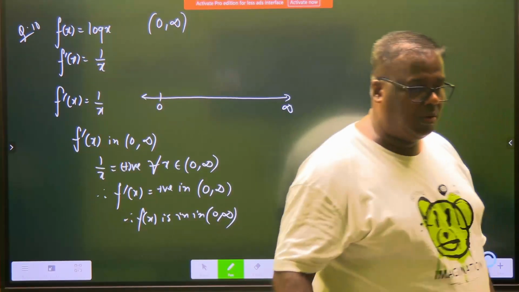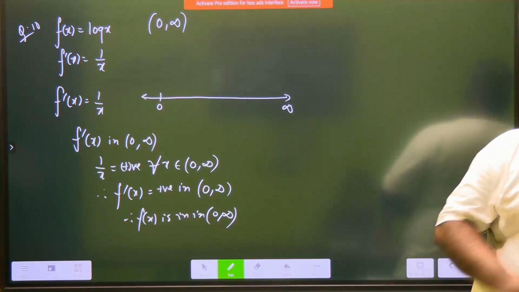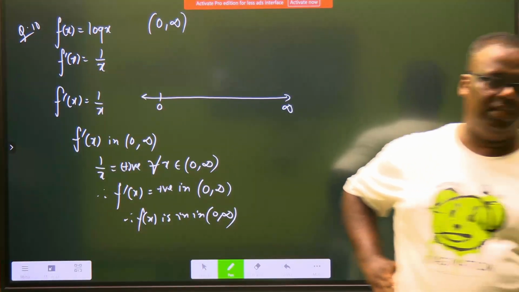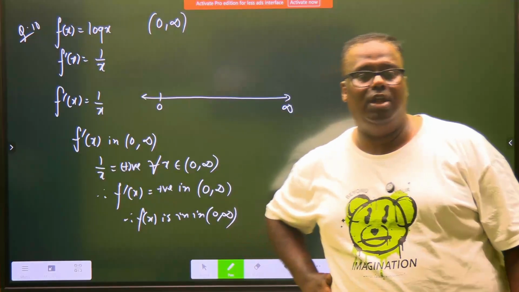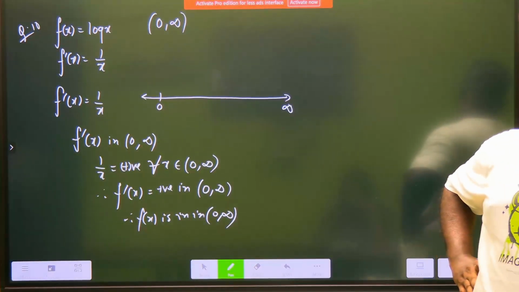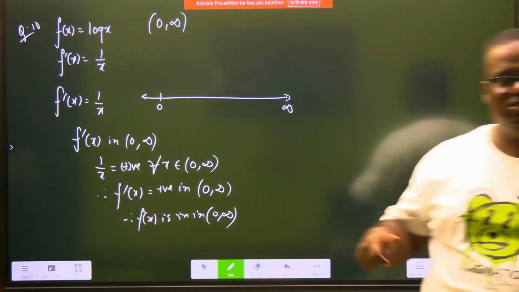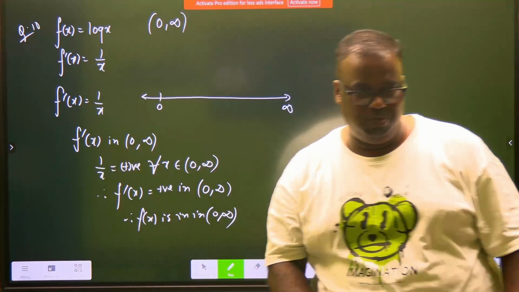If you look at problem number 11, it is neither strictly increasing nor strictly decreasing. So here you will get one more value, between minus 1 and 1, you will get 0 as a critical point. So on this part, you may get an increasing, and on 0, 1, you will get a decreasing. It should be something like that.